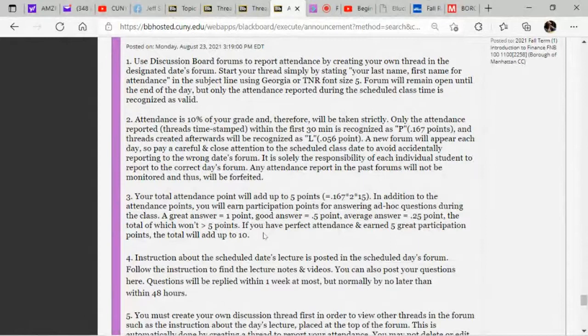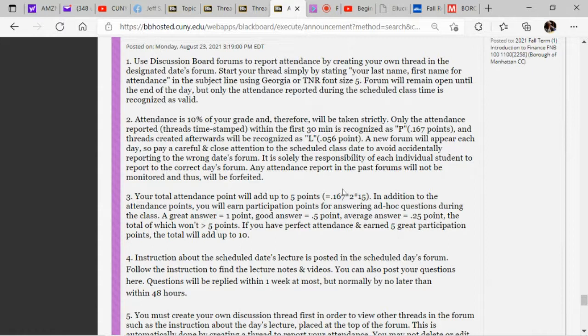For late, you will get only one third credit of present. So that's how I got these numbers. If you have perfect attendance throughout the semester, you'll have 5 points.